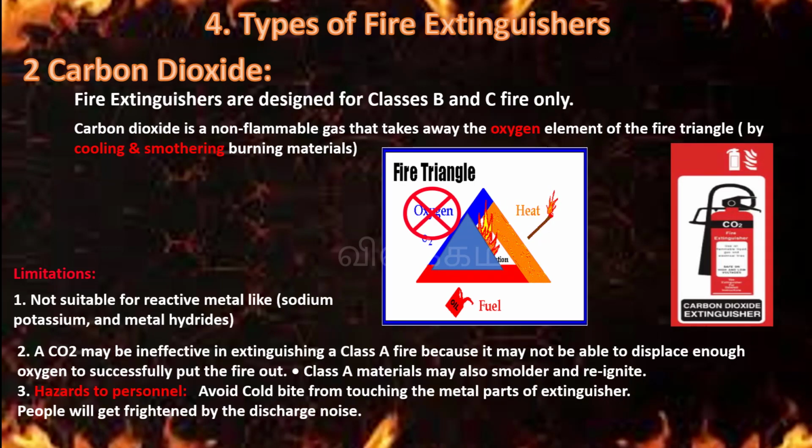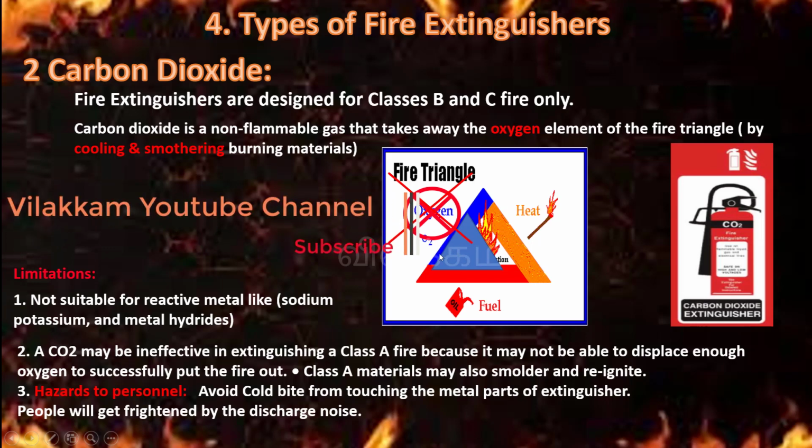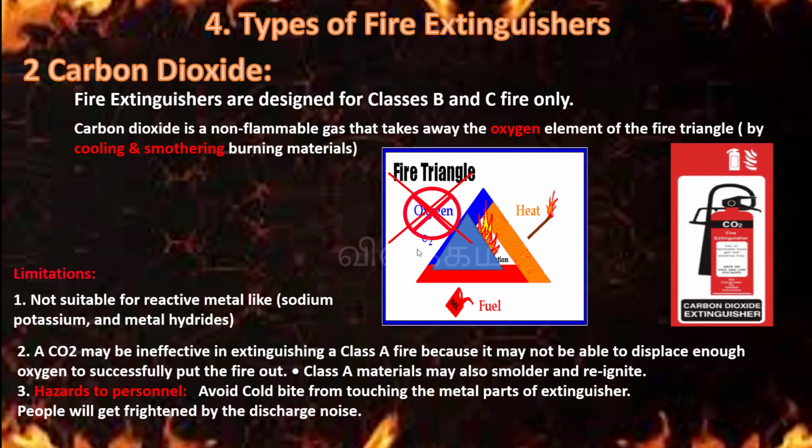Second type, carbon dioxide. These fire extinguishers are designed for Class B and C fires only. Carbon dioxide is a non-flammable gas that takes away the oxygen element of the fire triangle by the method of cooling and smothering burning materials. See, here it is removing oxygen. So when removing oxygen from the triangle, it is smothering the fuel.